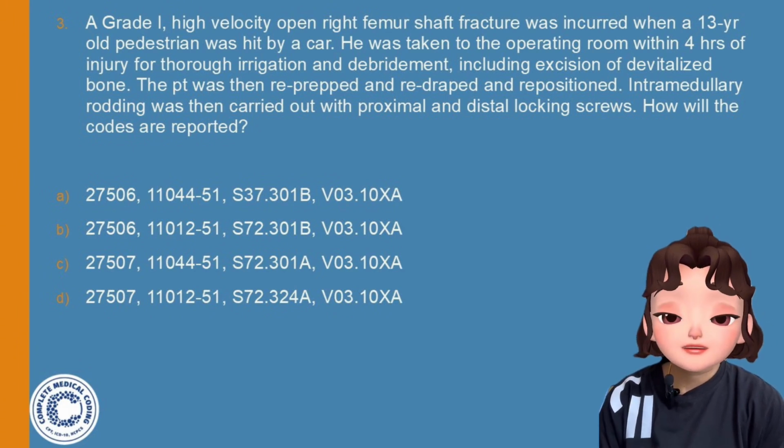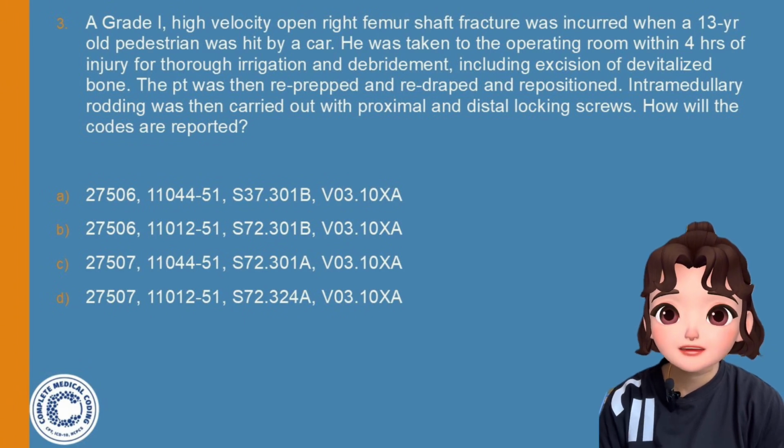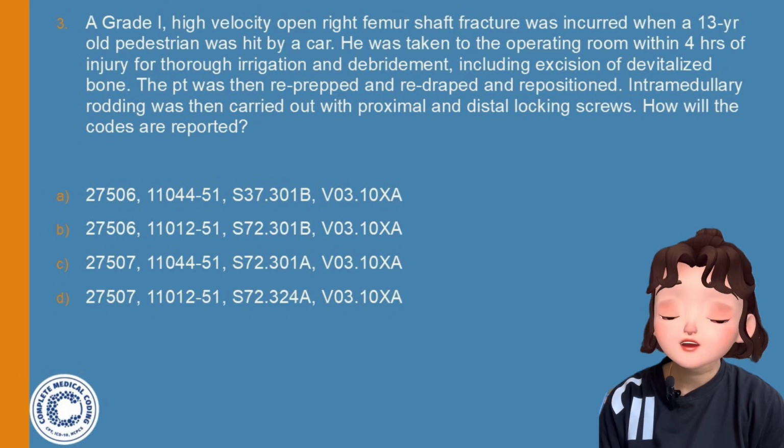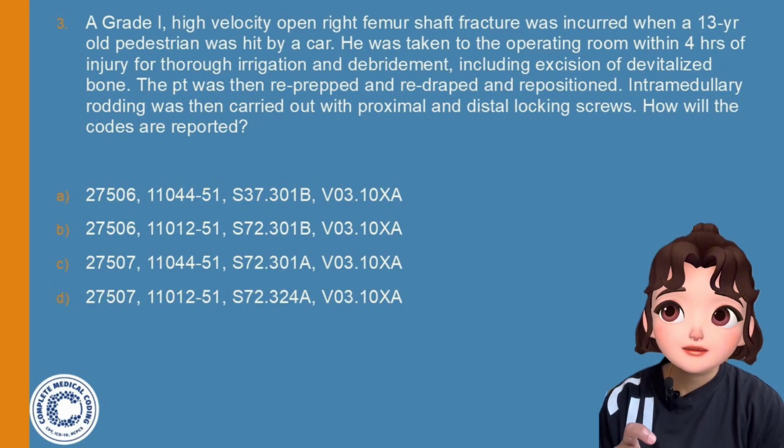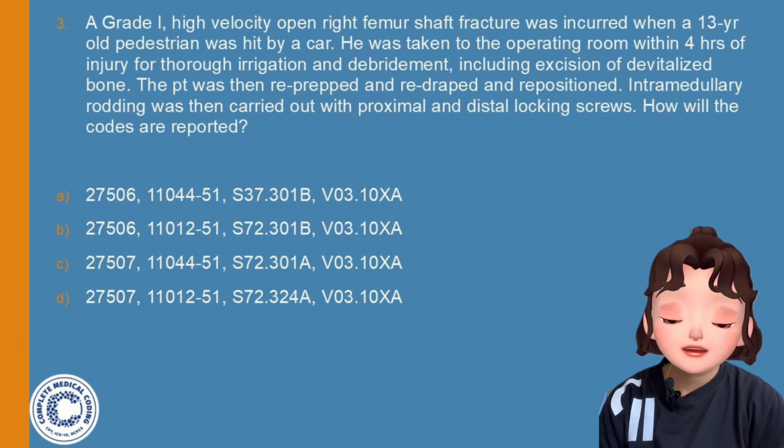What is 27507? That is just mentioned, open treatment of femoral shaft fracture with the plate or screws, with or without cerclage. Here it's not mentioned with or without external fixation or intramedullary implant. Nothing is mentioned in CPT code 27507. So what exactly is mentioned in our question? As such, it is there in the CPT code 27506. So our correct open treatment code is 27506. So we can skip options C and D.